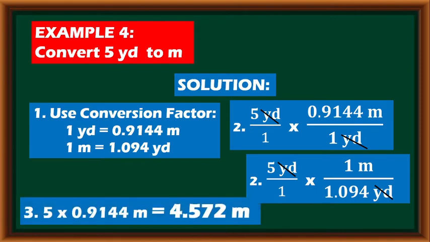So your final answer is 4.572 meters, or you can have 4.57 meters. Okay, you write it. Your final answer should be in 2 decimal places. Okay.